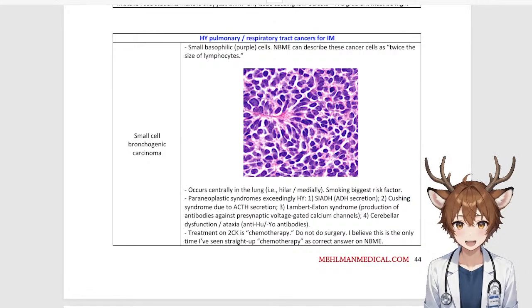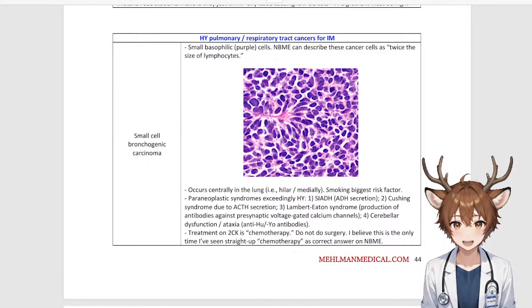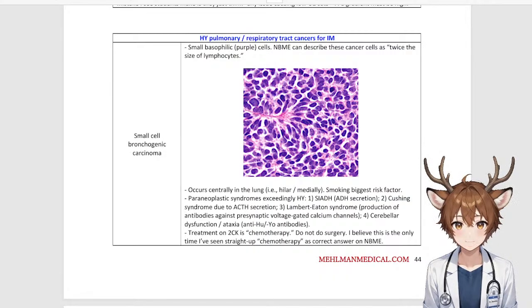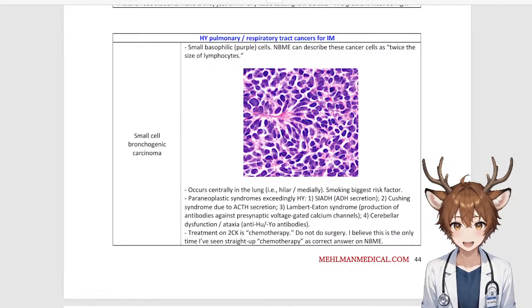Treatment on Step 2 CK is chemotherapy. Do not do surgery. I believe this is the only time I've straight up seen chemotherapy as the correct answer on NBME. It's for the small cell bronchogenic carcinoma.